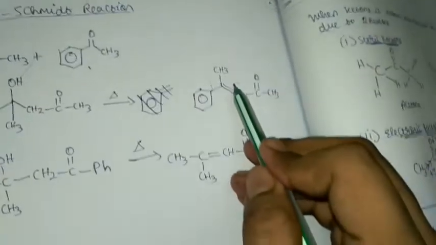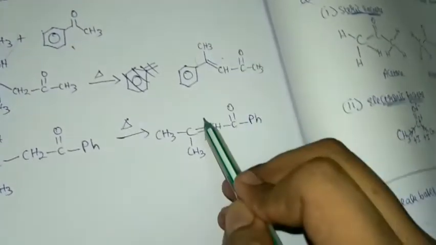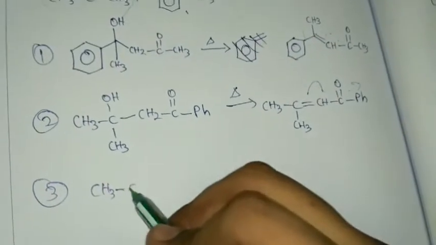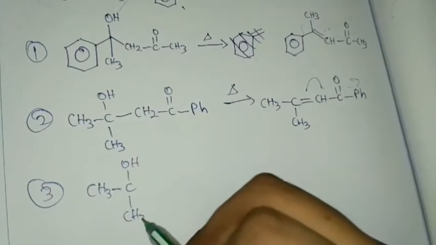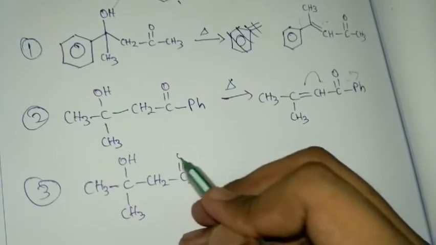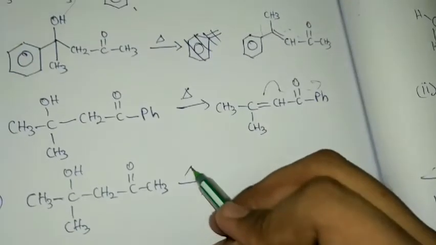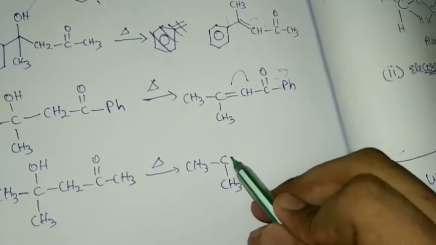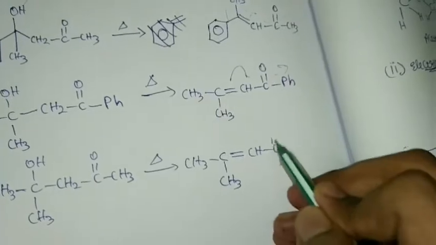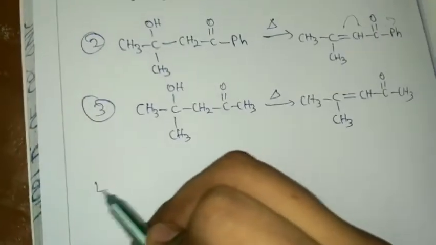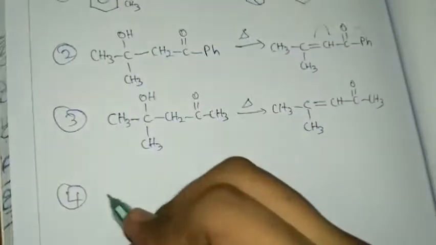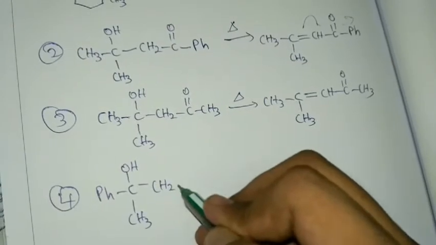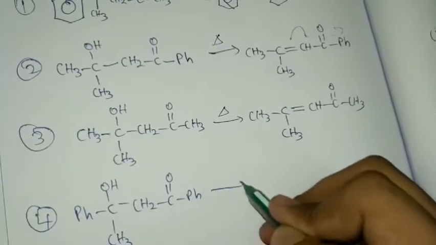Always, this is alpha beta unsaturated. This is followed everywhere. Okay. And the third product is CH3 COH CH3 CH2 C double bond CH3, heated, CH3 CH3 double bond. CH3 double bond CH3. The fourth product is self-condensation of benzophenone also. So PH C OH CH3 CH2 C double bond O PH.